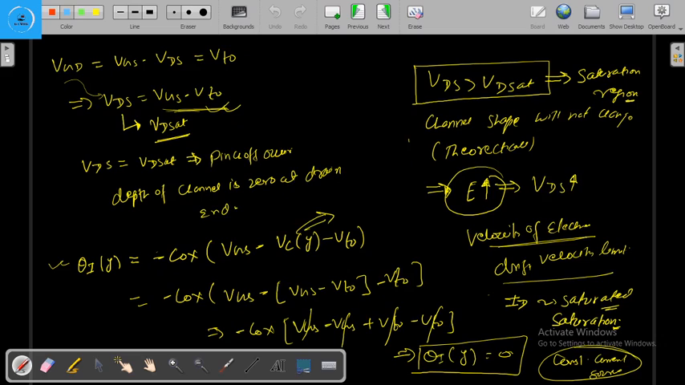And in the saturation, we have seen the velocity of the electron is saturated. Because of that, the drain current is saturated. Okay, this is the theoretical, not the practical. Practically we will see the practical case in the channel length modulation, right?